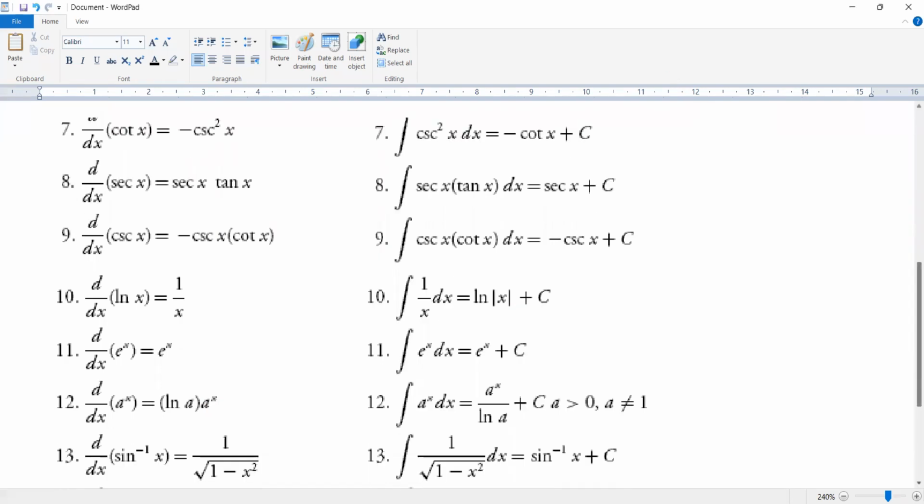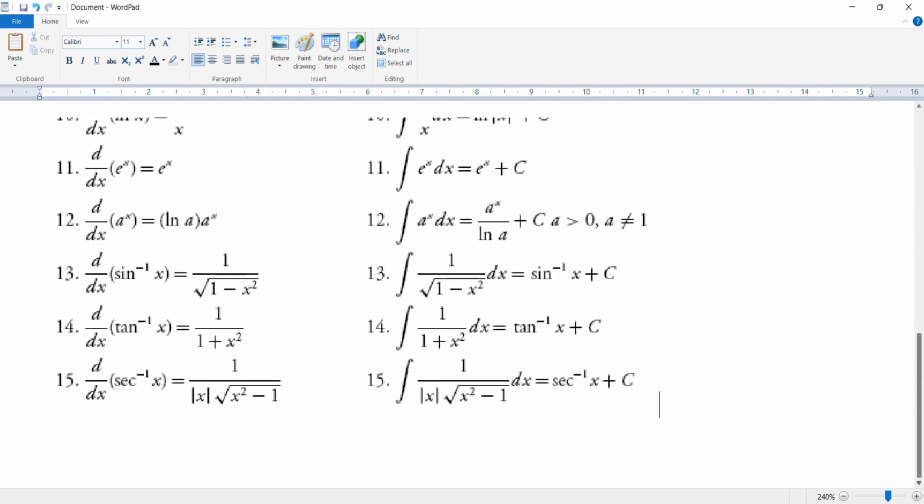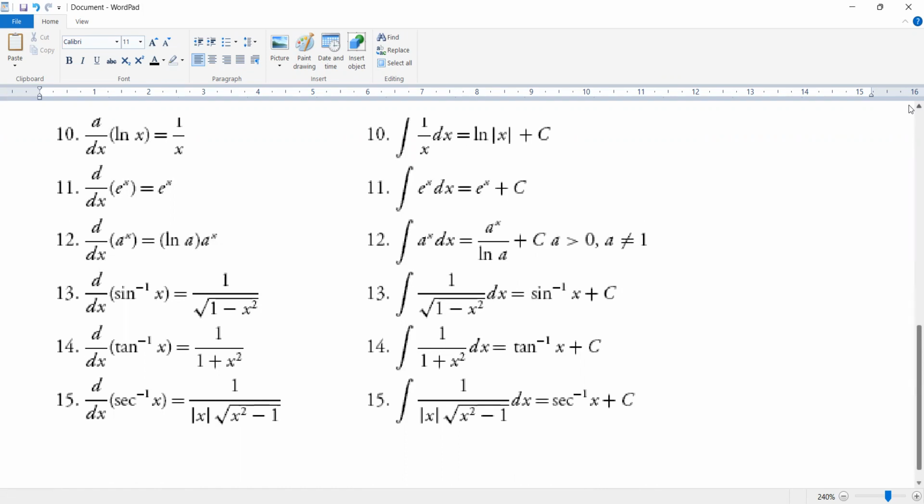Formula. Next formula is integration of 1 by x. Derivative of log x is 1 by x. Integration of 1 by x dx is log x plus c.